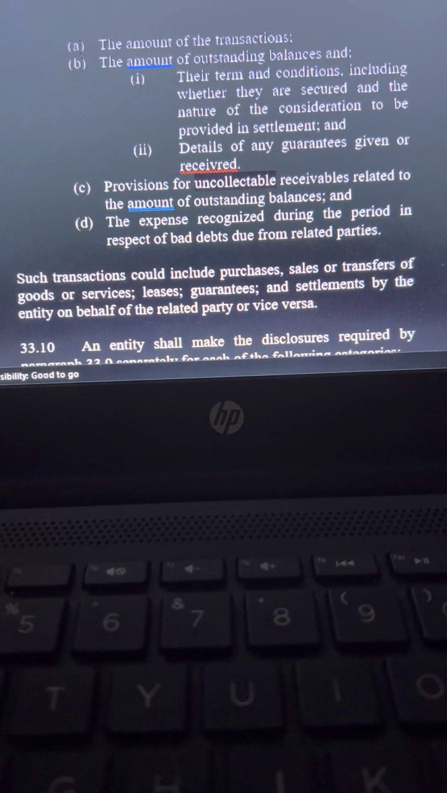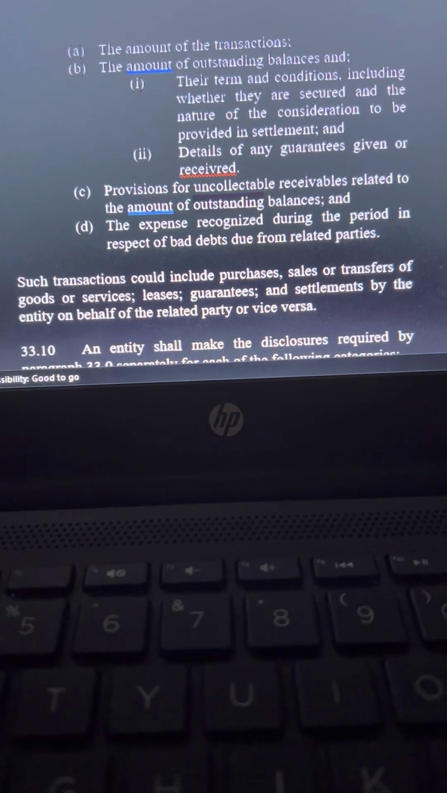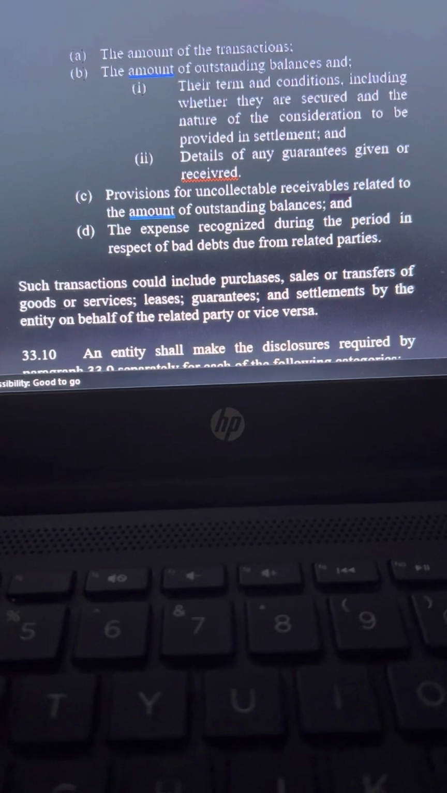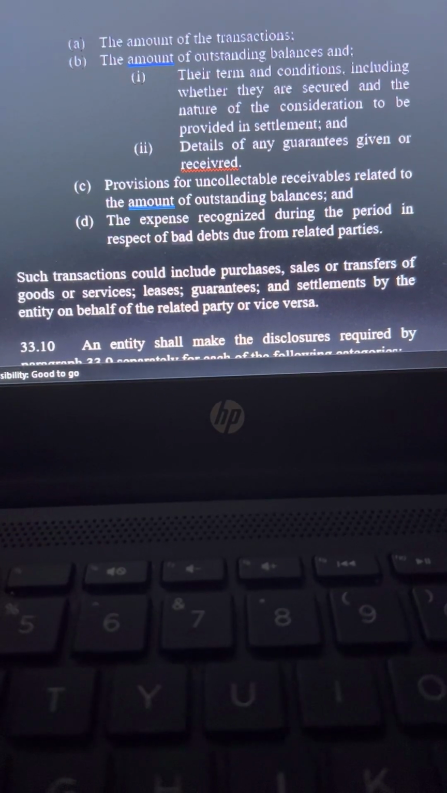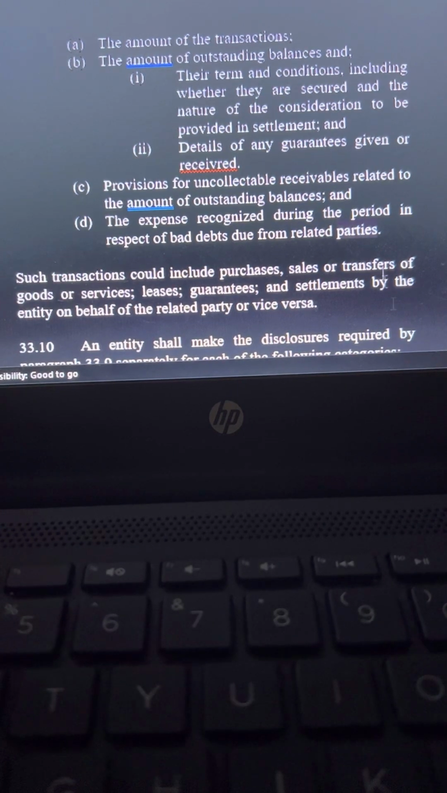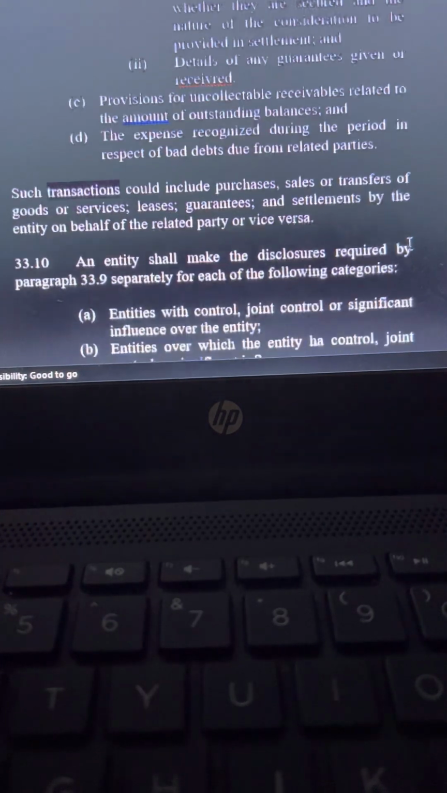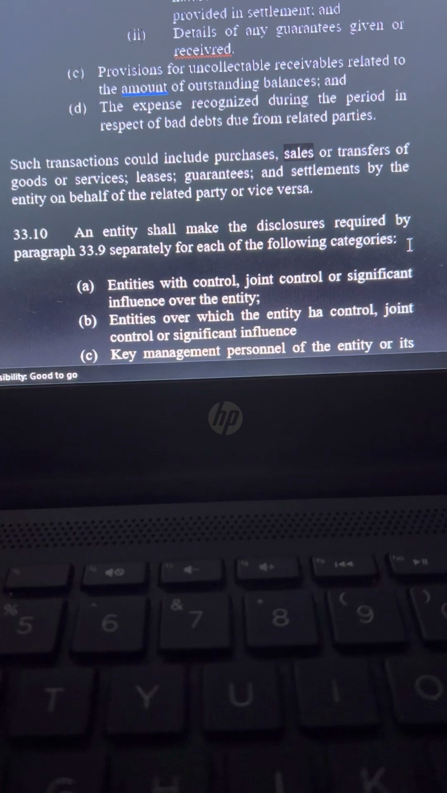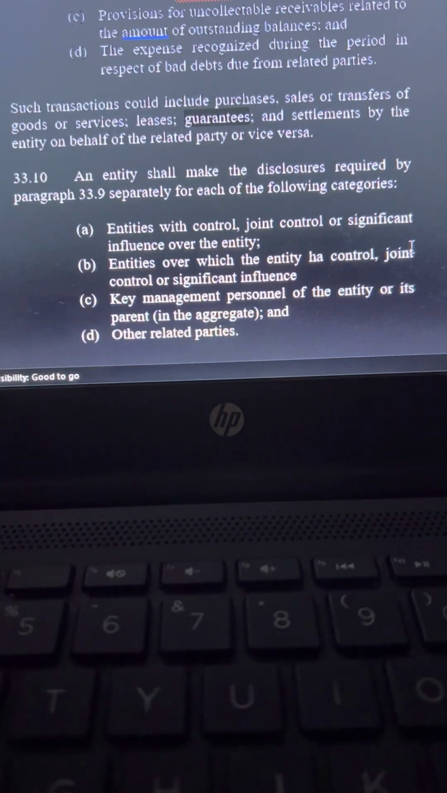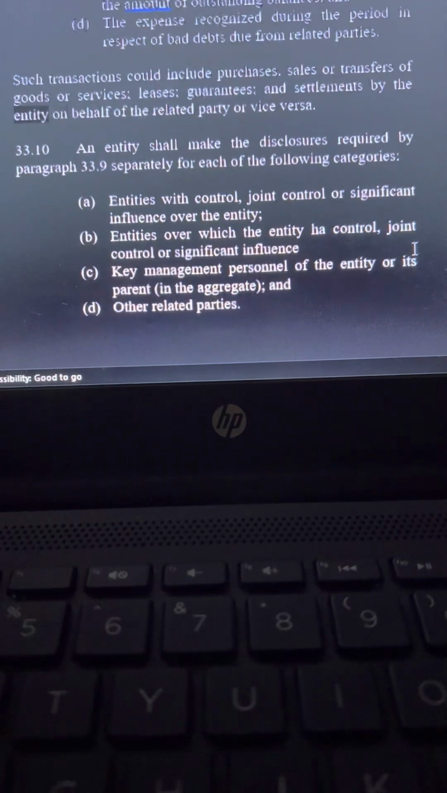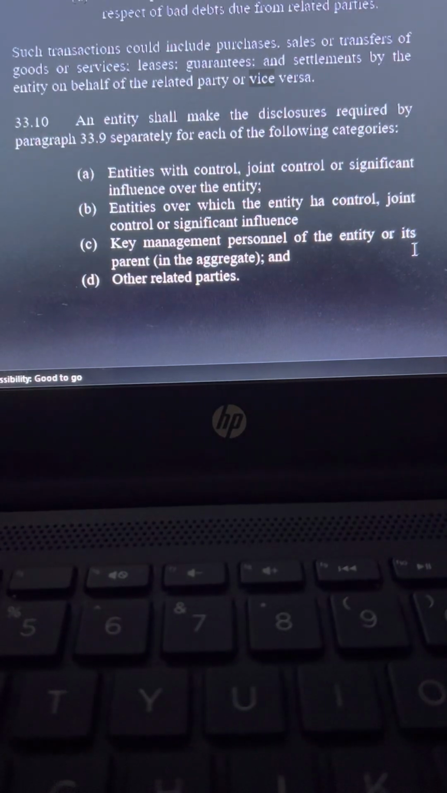Provisions for uncollectible receivables related to the amount of outstanding balances, and the expense recognized during the period in respect of bad debts due from related parties. Such transactions could include purchases, sales, or transfers of goods or services, leases, guarantees, and settlements by the entity on behalf of the related party or vice versa.